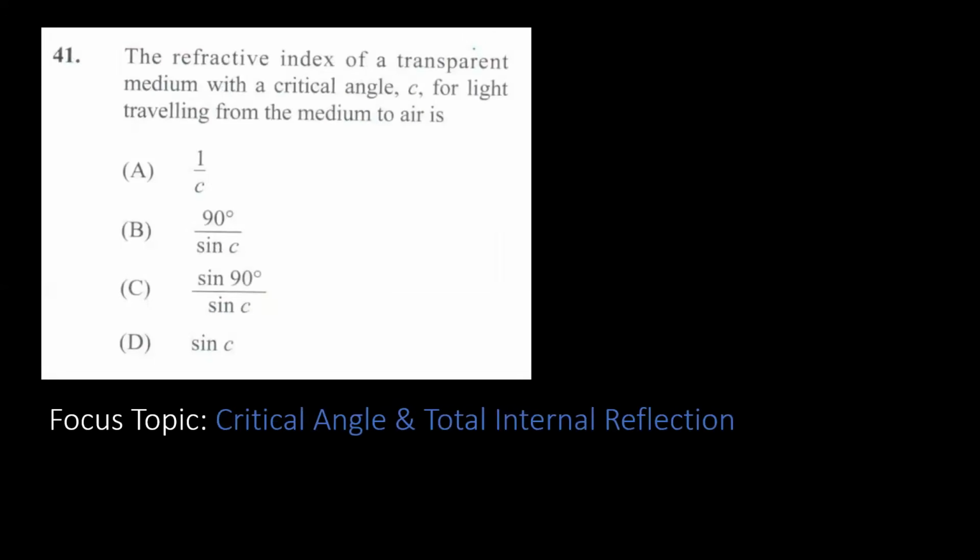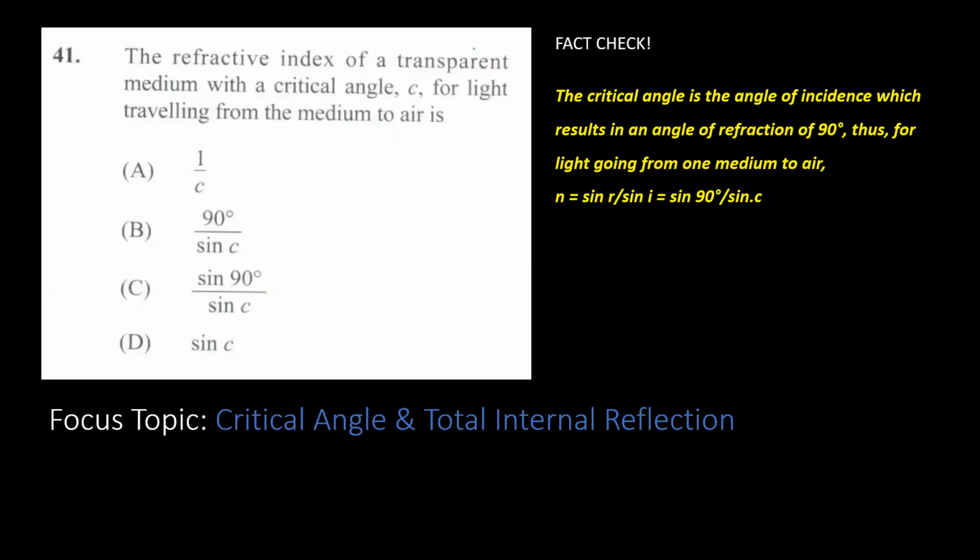Number 41, the refractive index of a transparent medium with a critical angle C for light traveling from the medium to air is. Now, the critical angle is the angle of incidence which results in an angle of refraction of 90 degrees. So for light going from the medium to air, the refractive index is the ratio of sine r to sine i, and sine r would be sine 90 degrees, and the critical angle is C. So our answer is C, sine 90 over sine C.